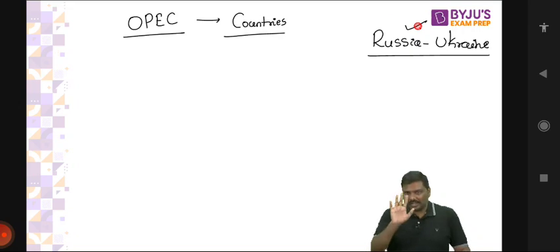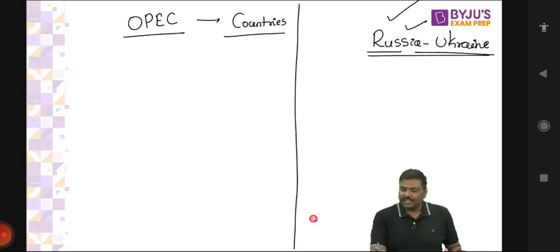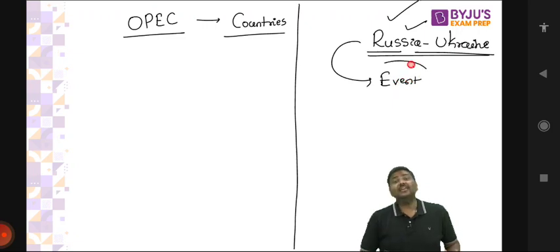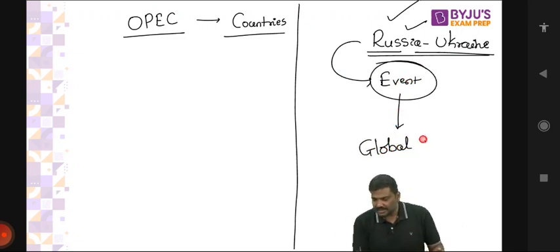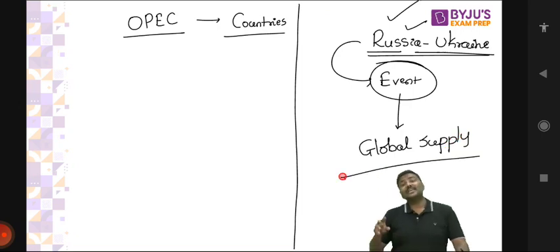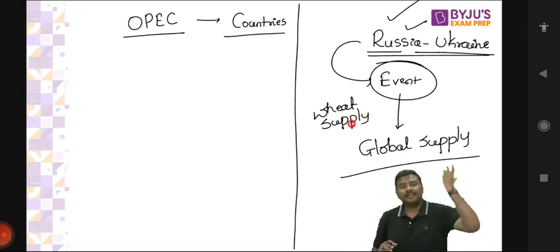Now have a look at this very carefully. I'll start from this side. Russia attacking Ukraine. Don't you think it is an event? And when this event has taken place, what has happened to the global supply of various commodities? For example, what has happened to wheat supply? Wheat supply has got disrupted. It came down. Why?